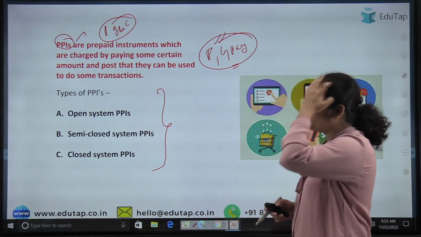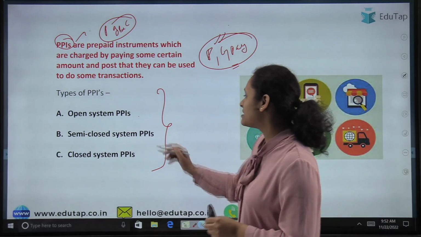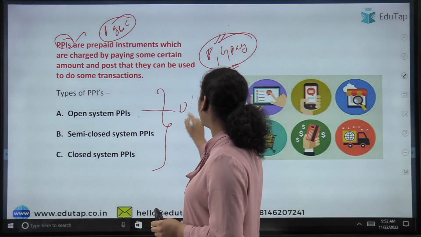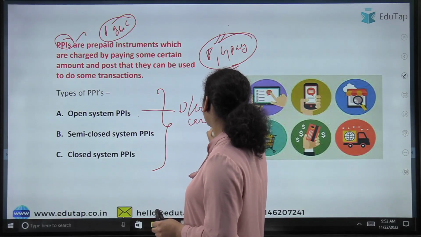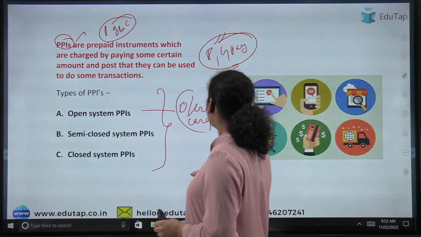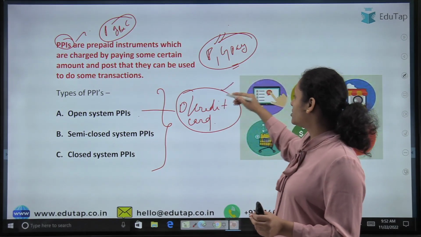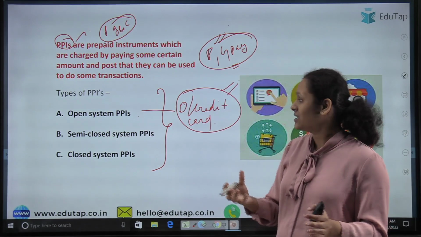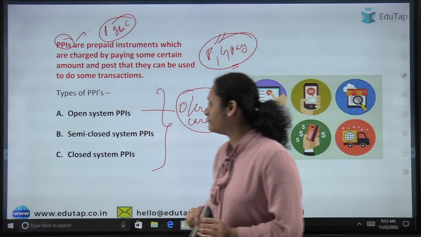Now, what is an open system PPI? The best example for open system PPI is the debit card or the credit card, okay, that we are using. Using these cards, you can make payments at various merchant stores. You can withdraw cash. This is the best example of an open PPI.